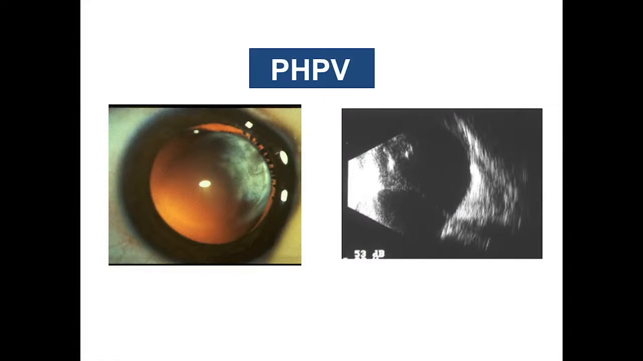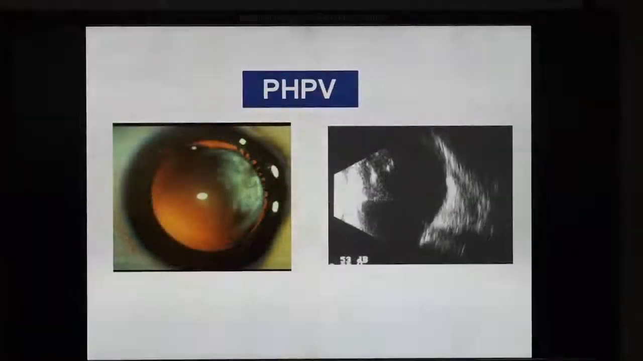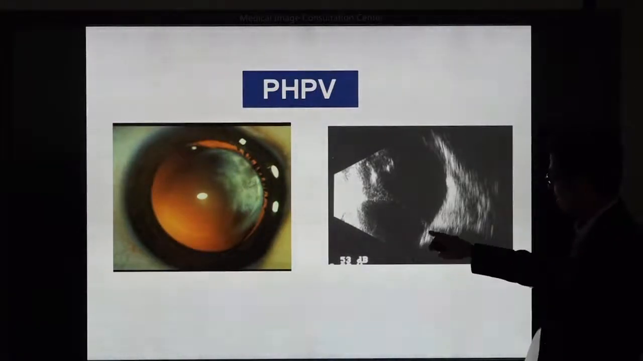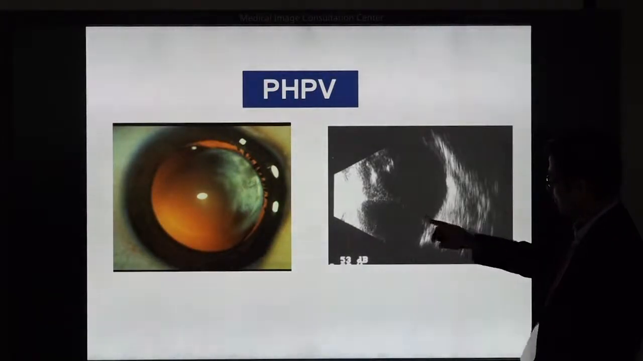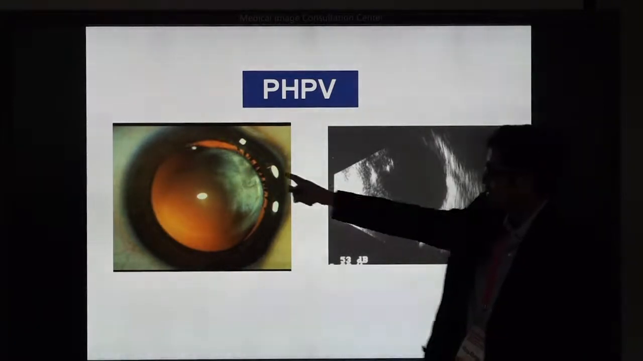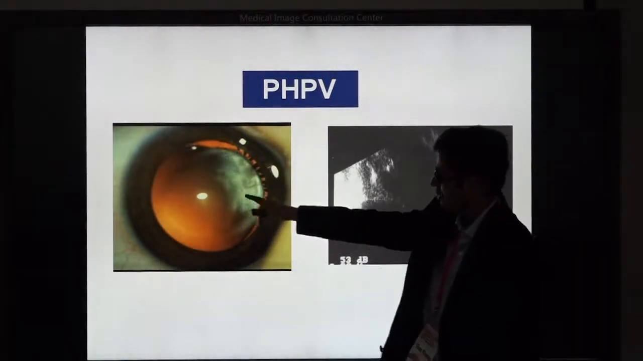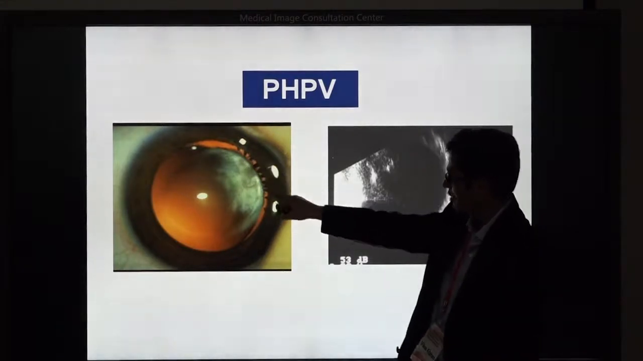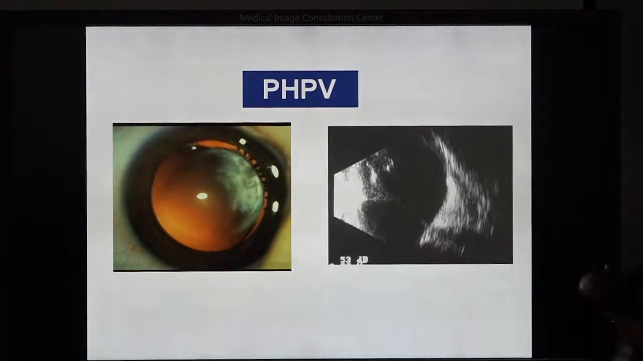What helps us differentiate is a very good ultrasound. Even at a low gain, there's a membrane going from the optic nerve anteriorly and attaching to the lens. And what you're seeing is a localized retrolental opacity. What you see is prominence of the ciliary processes in a small eye. So that gives you a clue that you're actually dealing with PHPV.